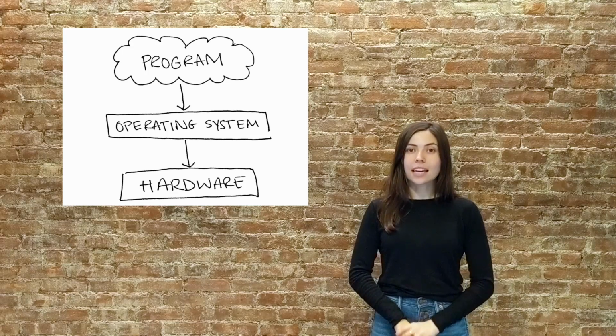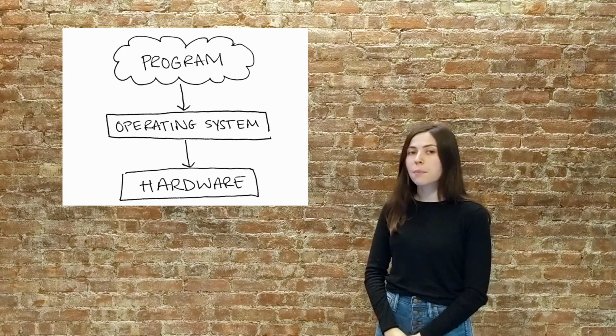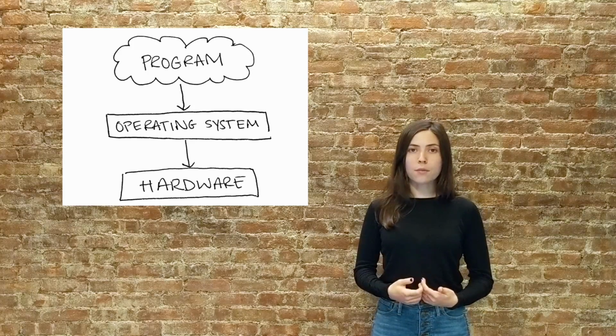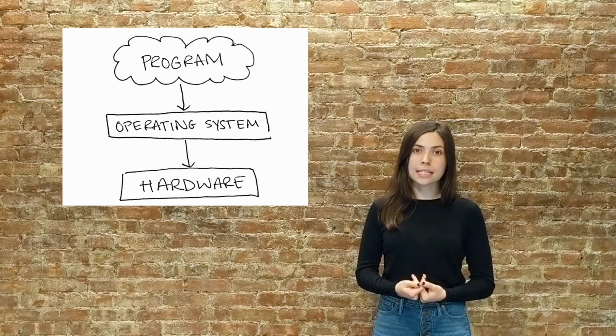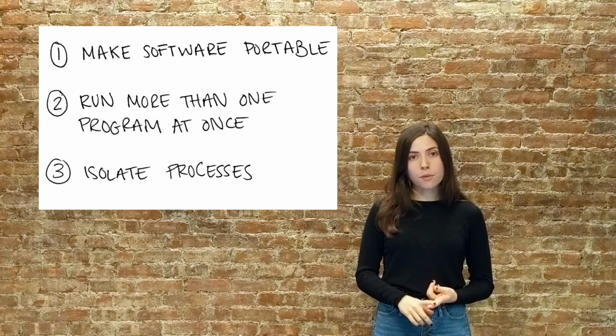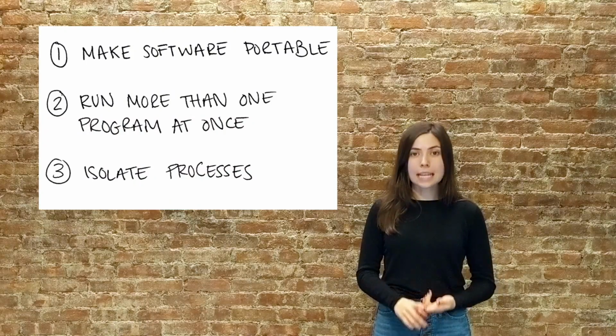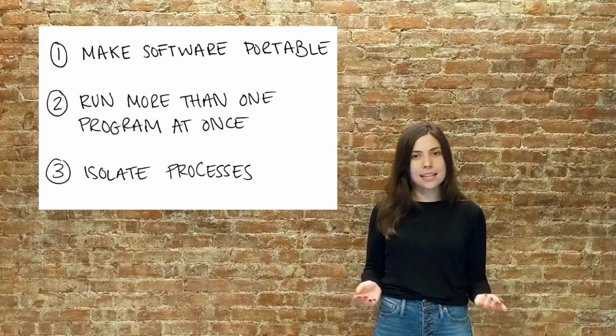But programming hardware directly has its limitations. What if we want to run more than one program at once? Or what if one of our programs has a bug? Operating systems provide a layer of abstraction between our computer's hardware and our application software. So instead of writing software that directly manipulates our computer's hardware, we write software that interacts with our operating system's APIs instead. This provides a ton of benefits, but today we're just going to focus on the three that we believe are the most important: making software portable, running more than one program on the same piece of hardware at once, and process isolation.